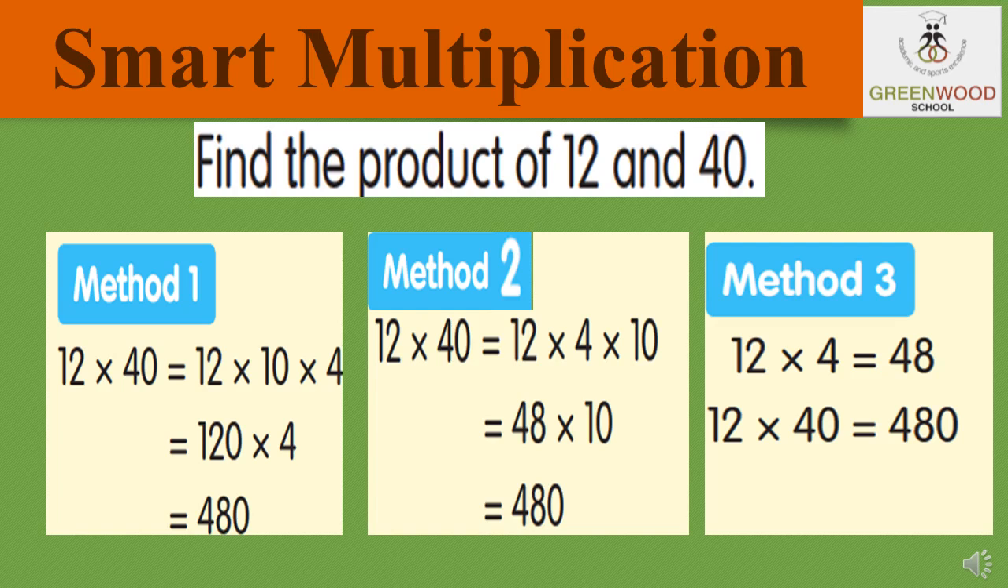Method 2. 12 into 40. Again the same number 40 will split into 4 into 10. But first 12 into 4 gets multiplied. 12 into 4 is 48 and 48 into 10 is equal to 480. While in method 3, 12 into 4 is equal to 48. So 40 has 1 zero. So simply after 48 we'll put 1 zero. Directly we get our answer.